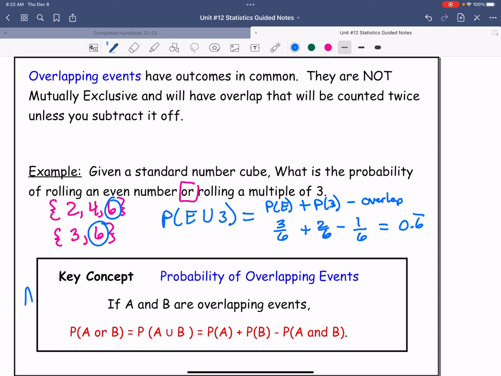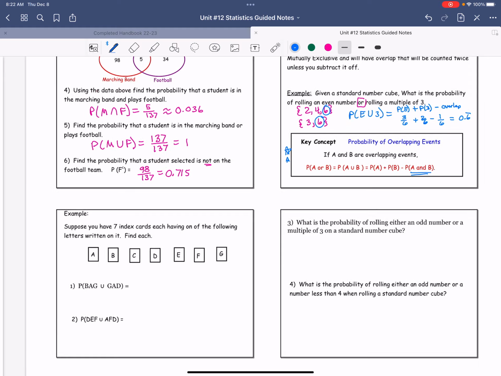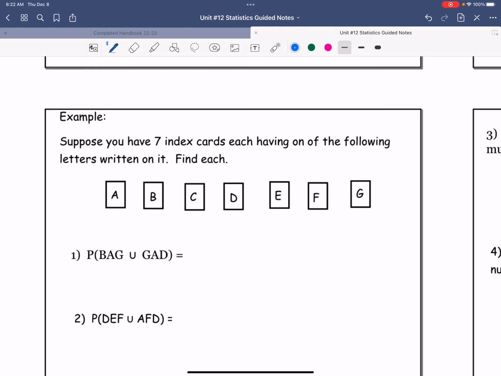So key concept, something you need to know. Probability of overlapping events: the probability of A or B is the probability of A plus the probability of B minus any overlap, A and B. Because if you don't subtract them, you will get counting them twice.